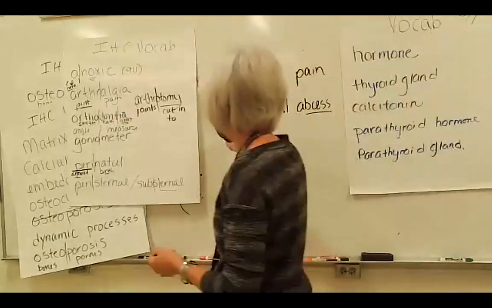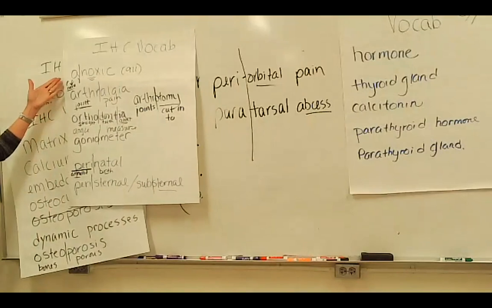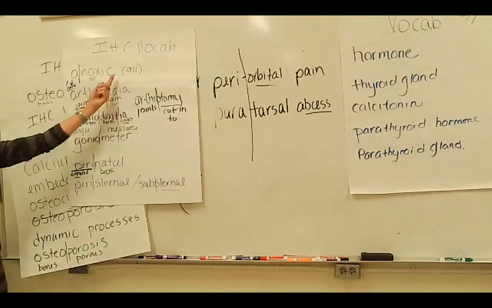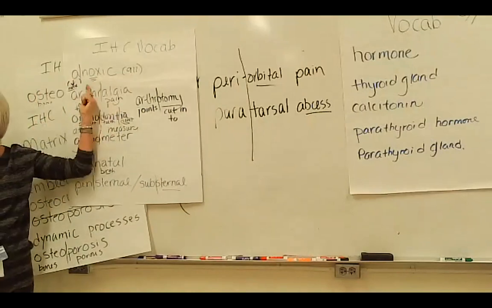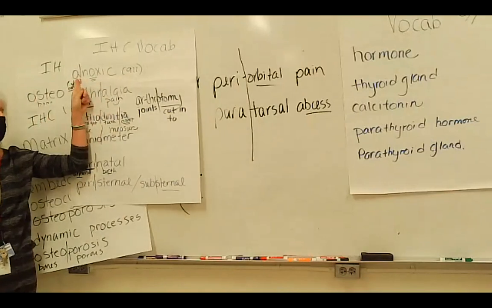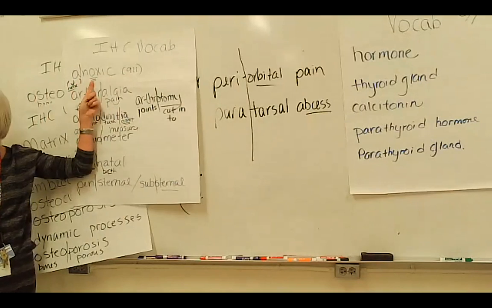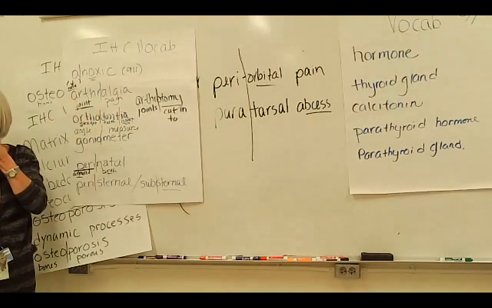Okay, make sure you know the difference between these. Any questions on these? Anoxic literally means what? None. Oxygen. Anything you see A or N in front of a word means no.